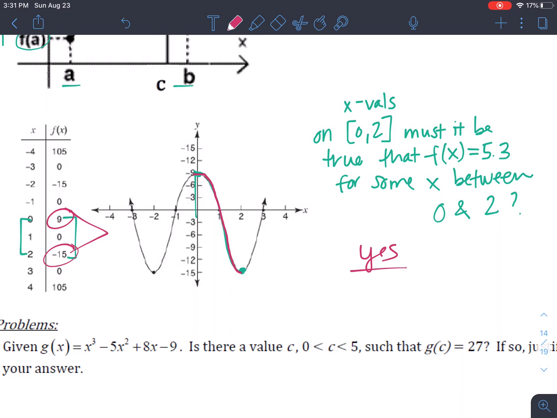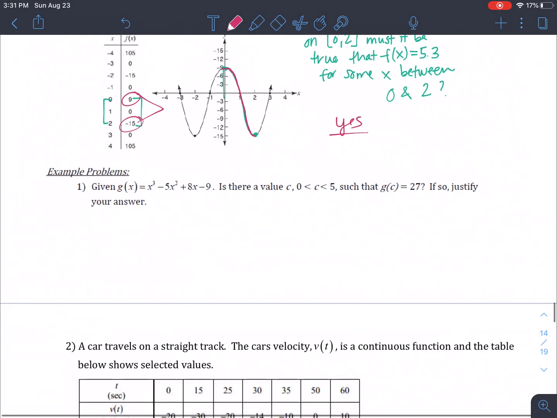Okay, so let's go look at some of these more formal examples. These could be on a free response for an AP exam, so we have to make sure we're okay with that justification, or it could be part of a multiple choice.